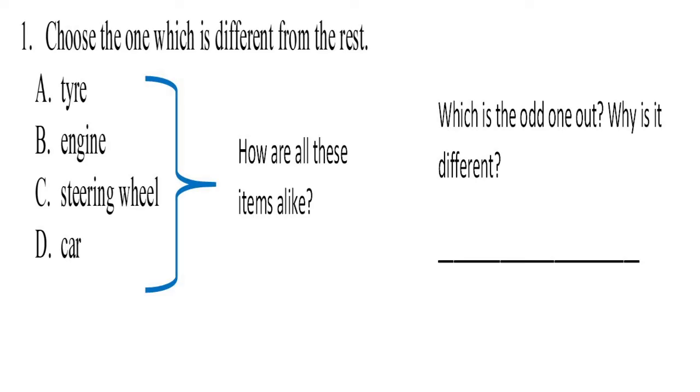Did you say car? Well, you are correct, but how did you know that the car is the odd one out? That's right, because the tire, the engine, and the steering wheel are all parts of the car. The car is not a part of something else. It is the entire whole.